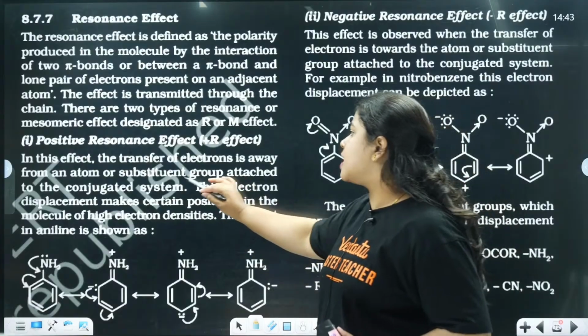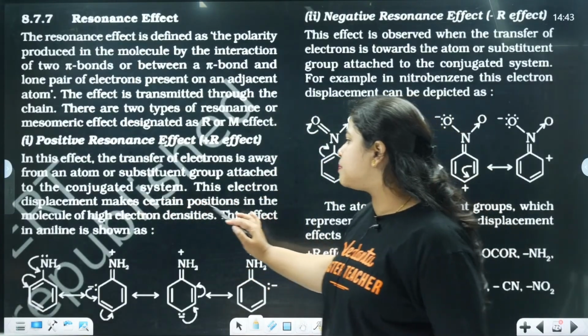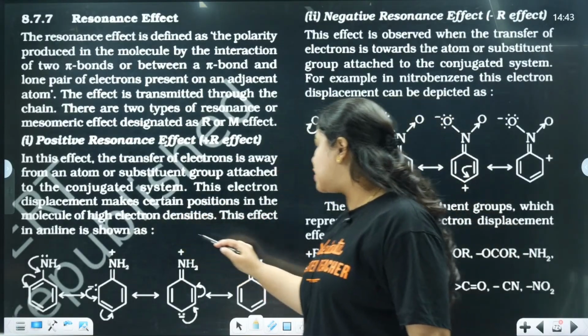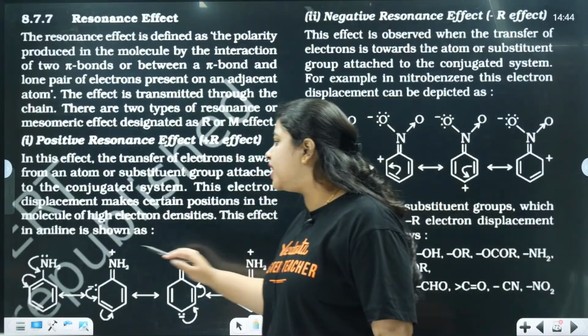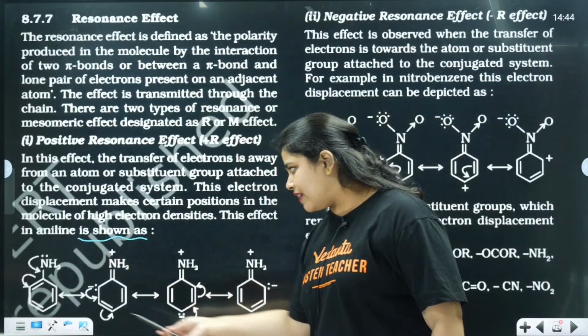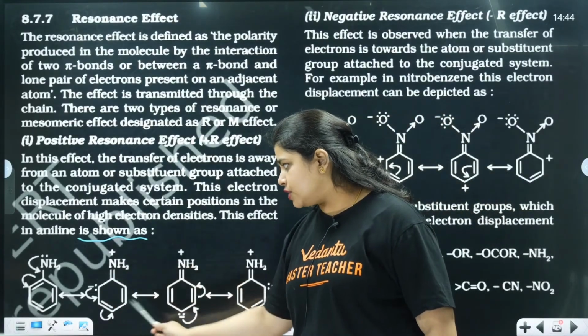Clear? And the substituent group attached to the conjugated system: this electron displacement makes certain positions in the molecule of high electron density, and this effect is shown in aniline. Okay, so this is how the effect is going to be. You can check how the transfer is going to happen.